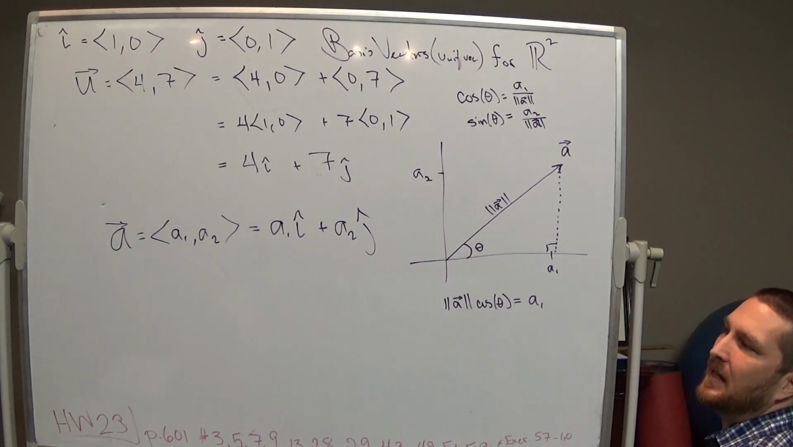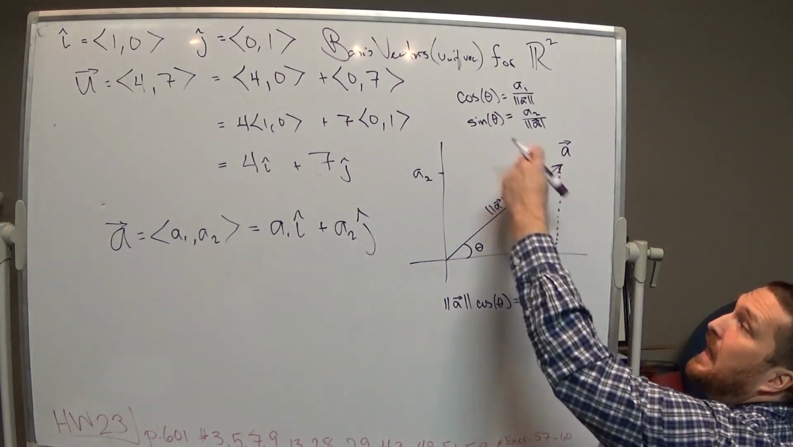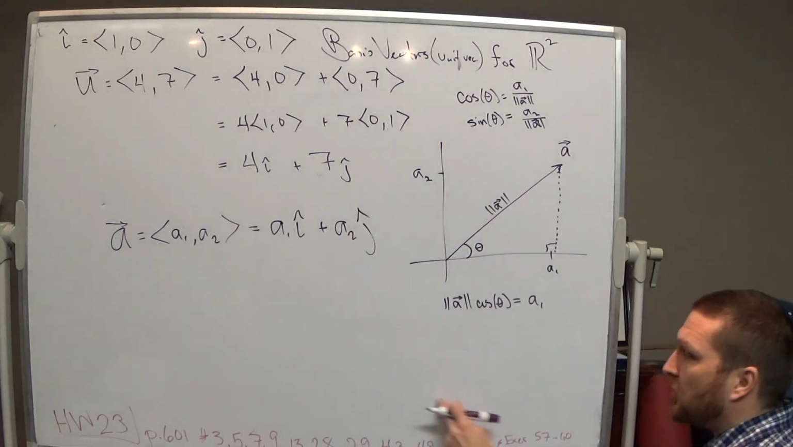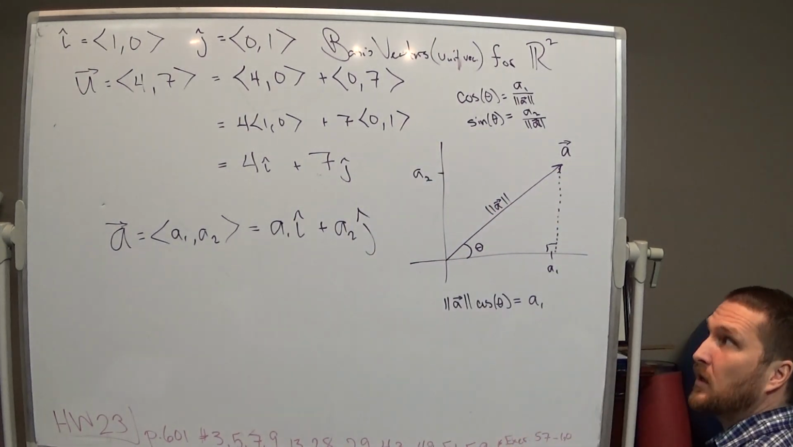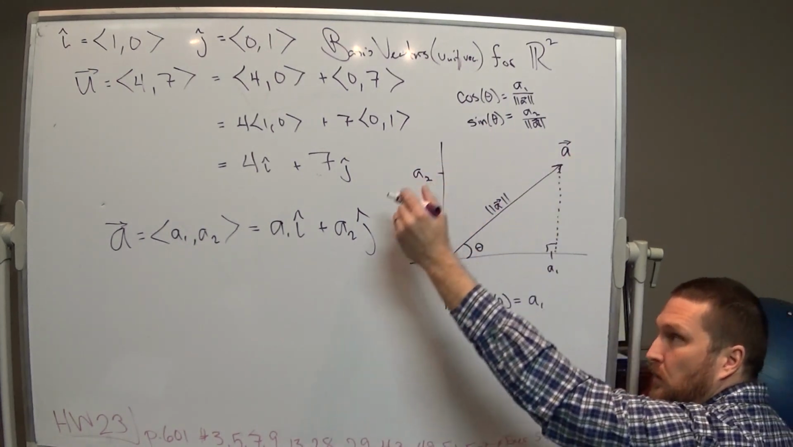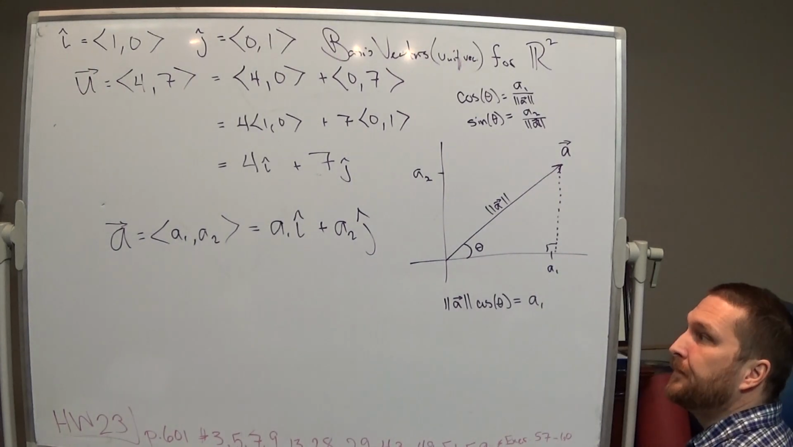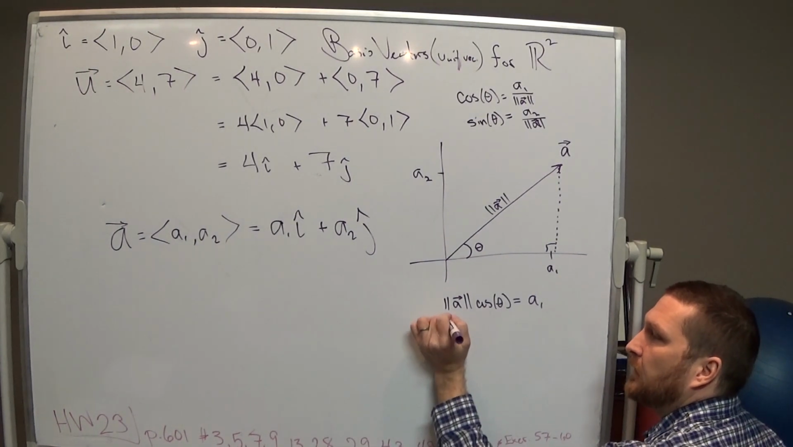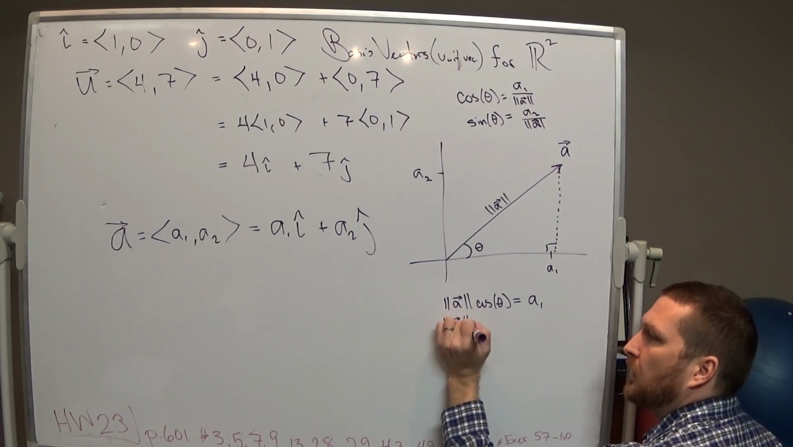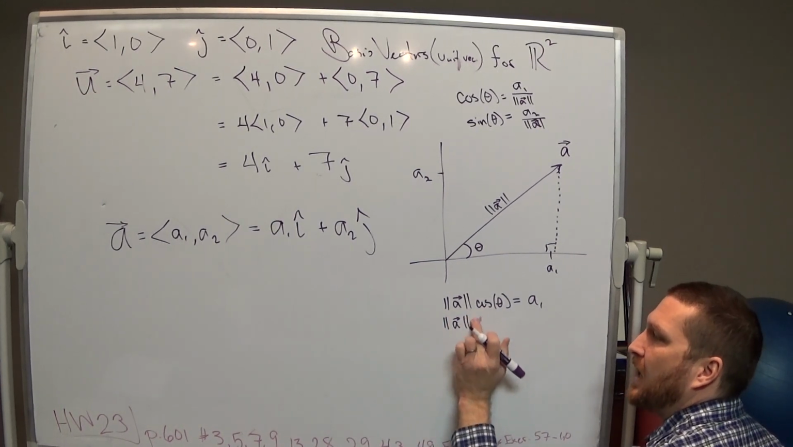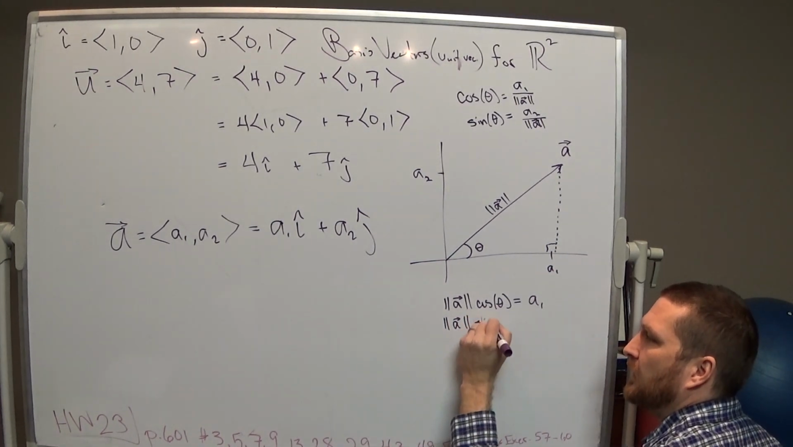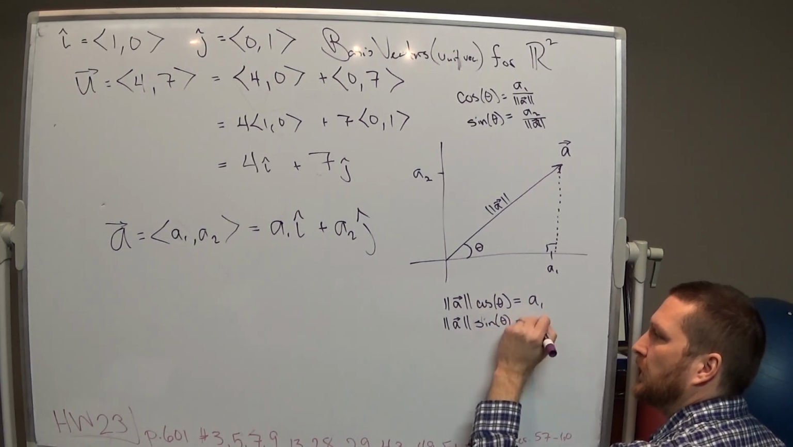Notice A could have been anything, right? It could have been negative. I could have drawn it over here, or down here. Doesn't matter. It all works, right? That's what sine and cosine do. It's like they go around the circle and everything's fine. It's just the coordinates. Ditto down here: I multiply with sine theta, I get A2.